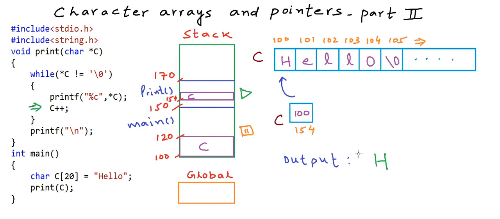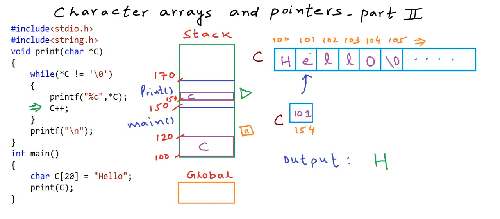If we understand pointer arithmetic from our previous lessons, incrementing a pointer by 1 unit increments the address by the size of the data type that the pointer points to. C here is a pointer to character data type, and character data type is 1 byte. So C++ is saying C is equal to C plus 1, so C now becomes 101.